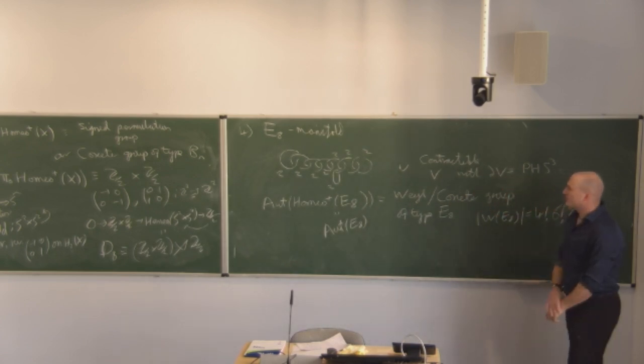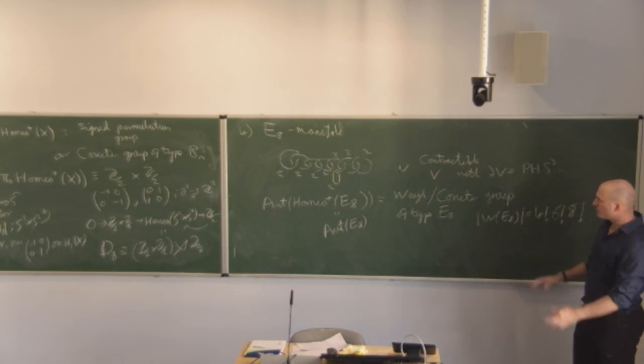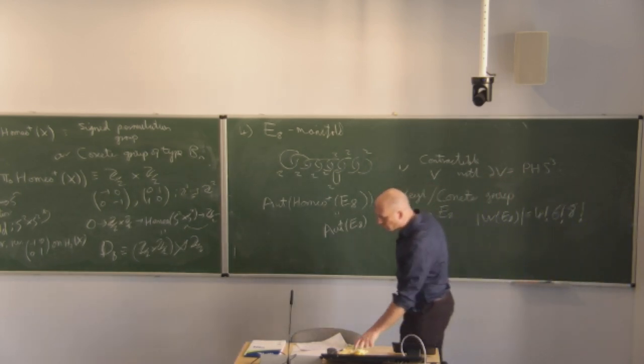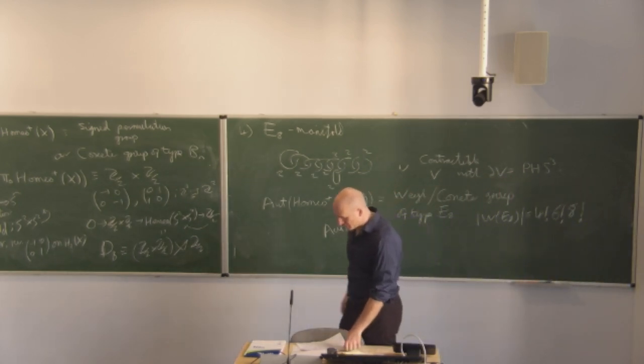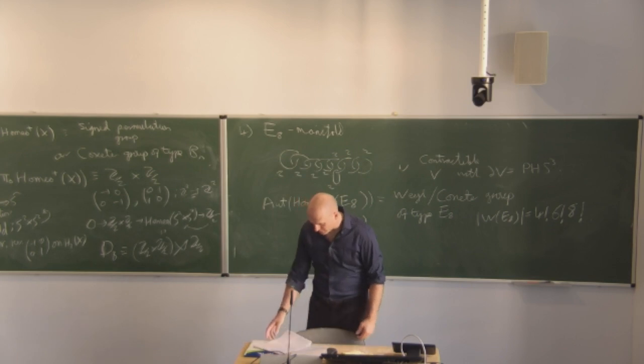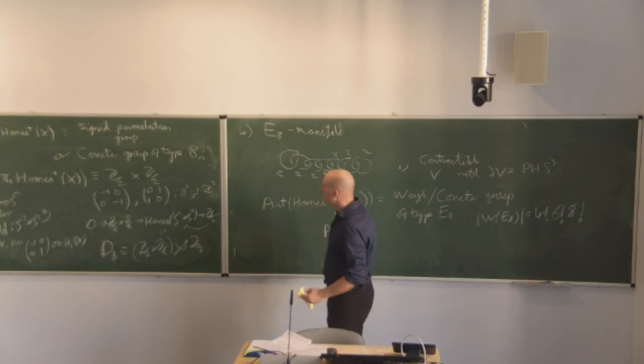In general, it's going to be tricky to compute these things, but there is a paper of Wall where he gave explicit generators for the automorphisms, so it's something that we know about.